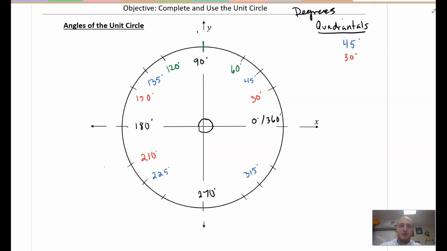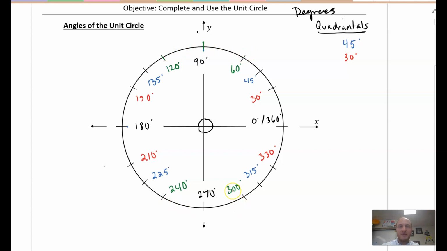Add another 30, and we get 240 degrees. Another 30 gives you 270. And then here, another 30 would give you 300. Add another 30, and we get 330. Okay.